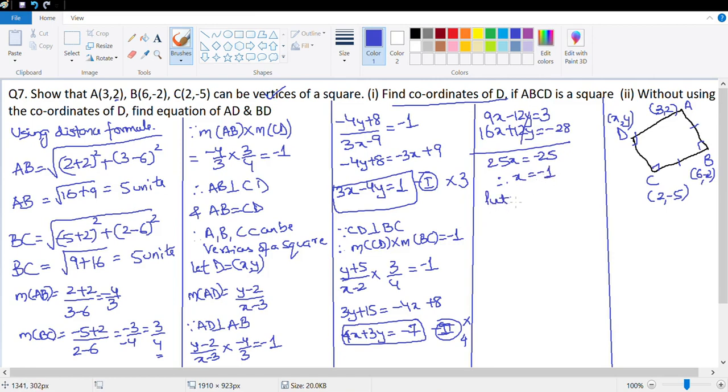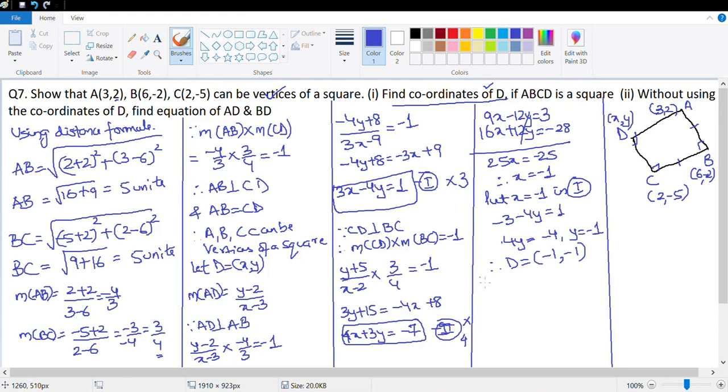So put x is equal to -1 in, let's say, equation number 1. If I put this in equation 1, what I get is -3 minus 4y is equal to 1, which means 4y is equal to -4, which means y is equal to -1. Therefore D is equal to (-1, -1). Done. So we found the coordinates of D. Next, without using the coordinates of D, find equation of AD.